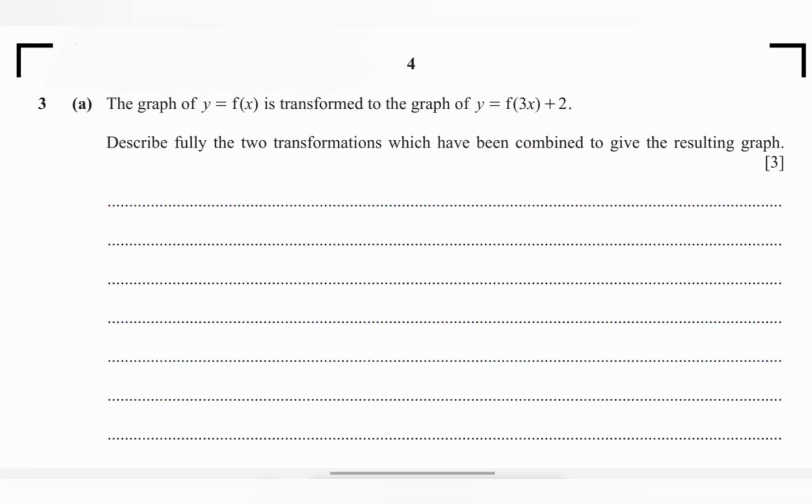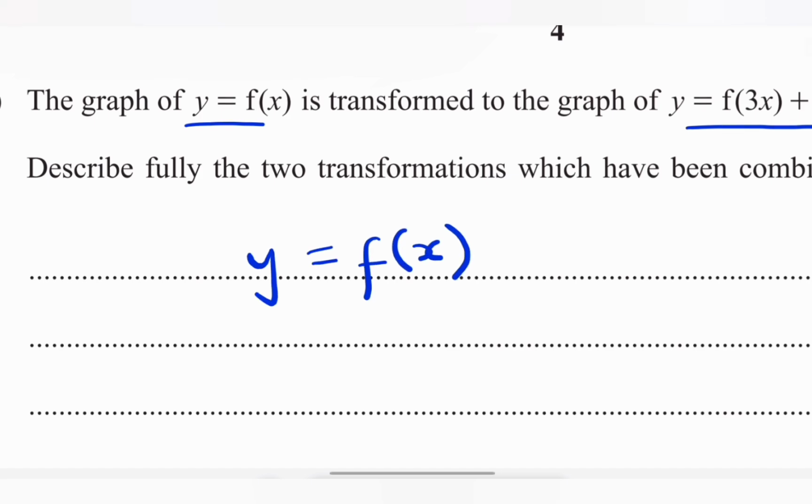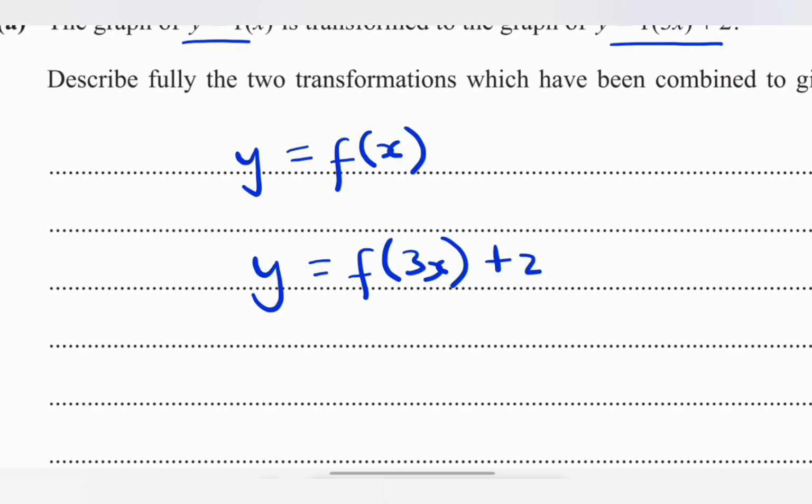And number 3 is now saying on part A, the graph y equals f of x is transformed to the graph y equals f of 3x plus 2. Then it goes on to say, describe fully the two transformations which have been combined to give the resulting graph. So for this, we're just going to compare the two given equations, y equals f of x and y equals f of 3x plus 2. Now looking at these two, we can see two differences. One is this 3 and the second one is this 2, and those are our transformations.